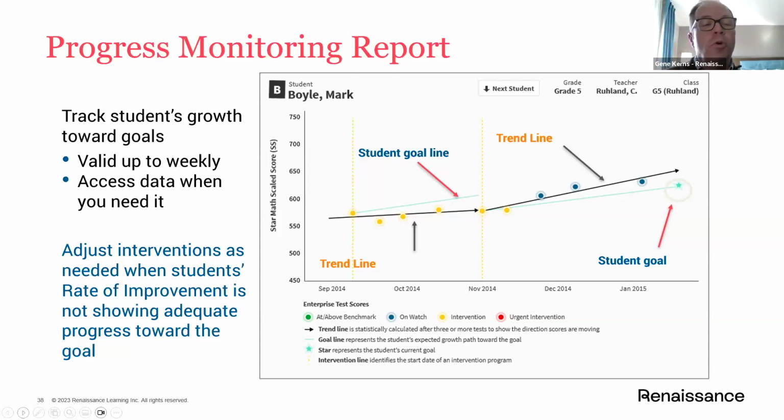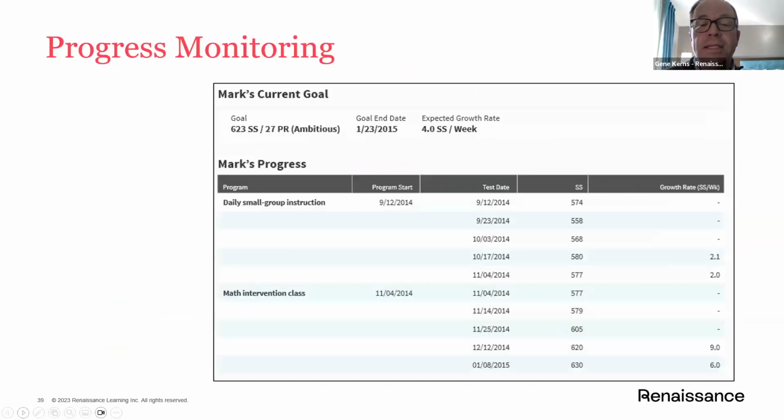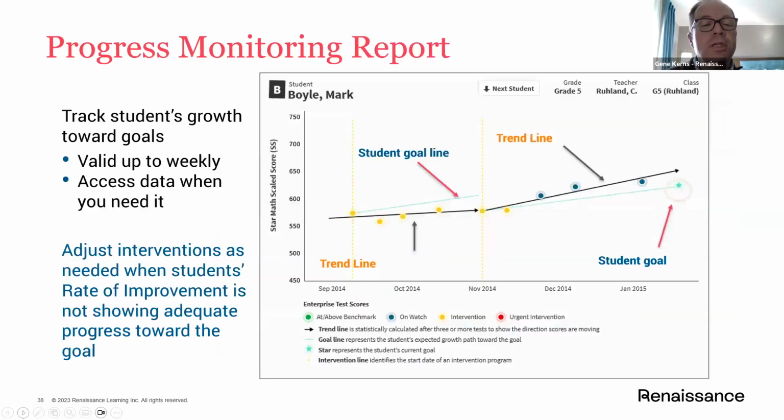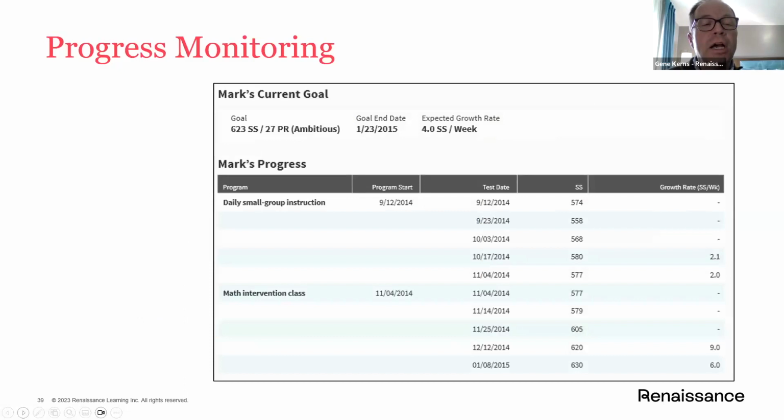This is page 1 of the report, which is what most people look at because it kind of tells the whole story. But on page 2, it details all of that information. What was the type of intervention that Mark was in? What day did that start? What individual days did he sit down and take progress monitoring tests? What scale scores did he achieve? And what type of growth rate was achieved or created or generated for him? So really, this is just the individual metrics behind the image of the story up here.